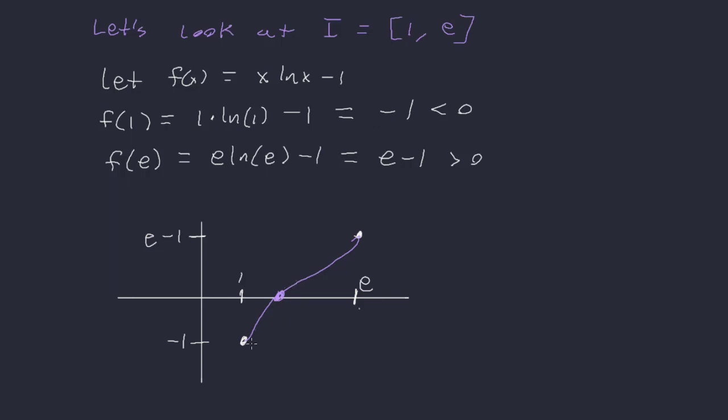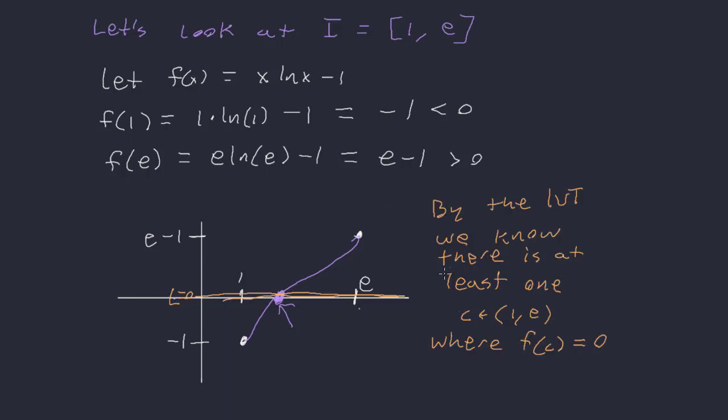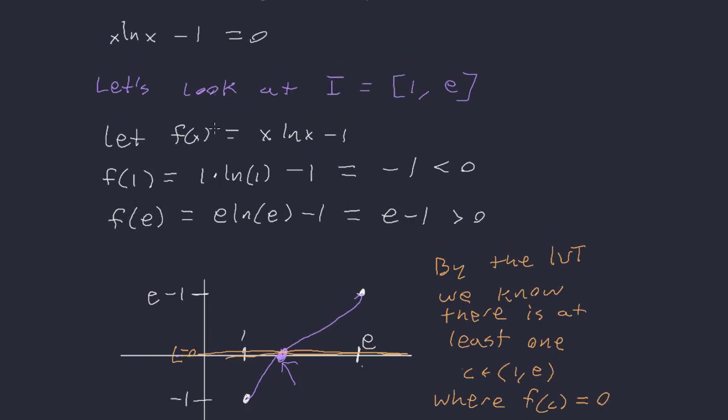So, provided this function is continuous, we are going to get a solution somewhere if 0 is the L that we're looking for. Right? So by the intermediate value theorem, we know there is at least one c in the open interval 1 to e where f of c equals 0. Well, if f of c equals 0, that's c ln c minus 1 equals 0. That would actually solve the equation that we started with.